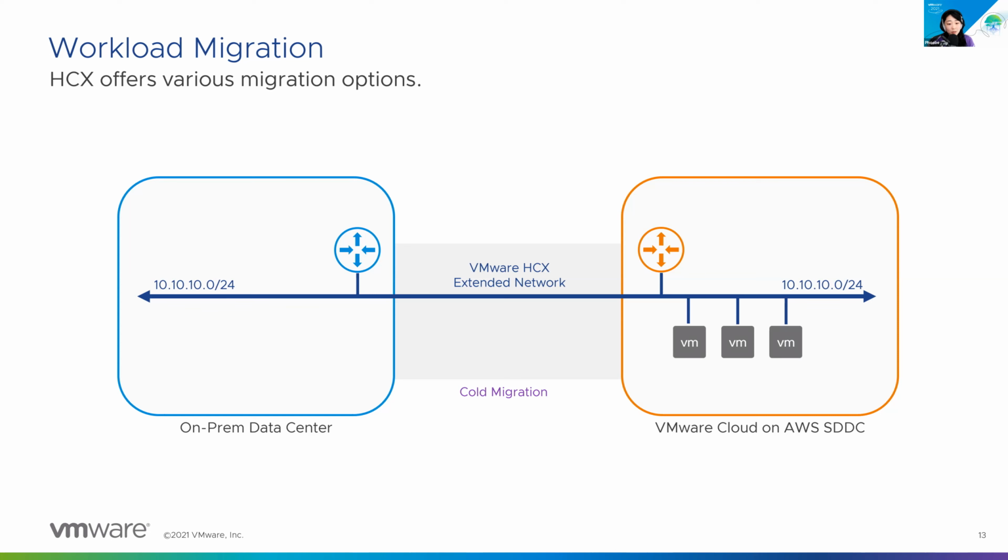Now, the next one is the warm migration or bulk migration. You can use this to migrate multiple workloads at once. In the background, it first replicates the virtual machines from your on-premises environment to the VMware cloud environment. And then once they are replicated, it does a switch over and a cutover to the instances in VMware Cloud on AWS.